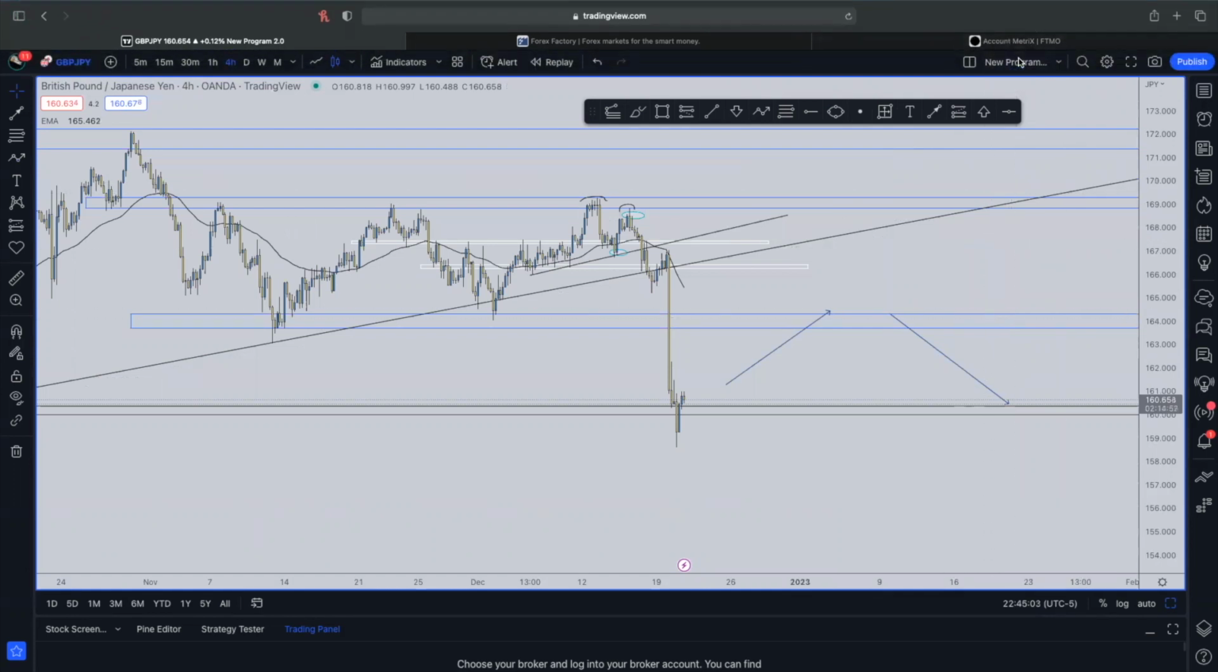So GBPJPY, GBPUSD, very quick breakdowns. I'm gonna try to keep this video nice and sweet. Hope you guys liked that part. I'm gonna move into the account metrics on the FTMO challenge right now.